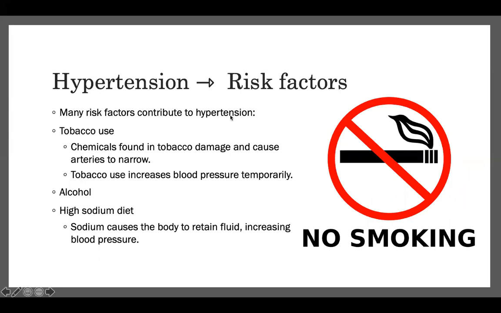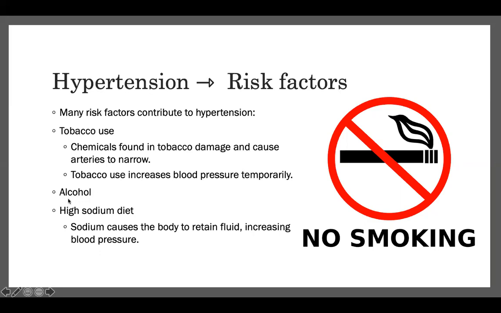Many risk factors contribute. Tobacco use. Tobacco use is kind of a double whammy. When you smoke or chew tobacco or vape, tobacco use is going to increase your blood pressure temporarily. So with repeated use, you're stimulating your body to increase your blood pressure. And as well, the chemicals found in tobacco are going to damage your arteries and cause them to narrow a little bit. And when our arteries narrow, we increase the pressure within our vessels.